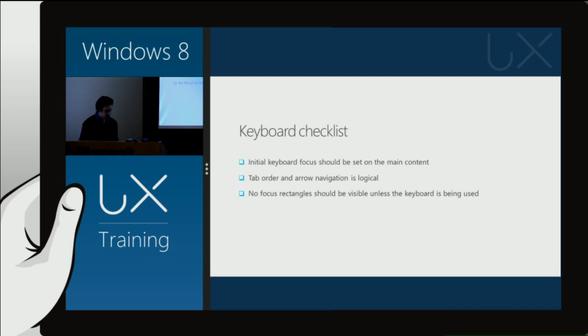So again, a quick list. These things are easy to miss in the hurry of building your app. Make sure initial focus is set on the main content. Make sure that your tab order and keyboard arrow order is logical. And avoid focus rectangles from hanging around unless you're actually using the keyboard. If you're clicking with mouse or using touch, there should be no focus rect on the screen. It's only when you're currently using a keyboard.